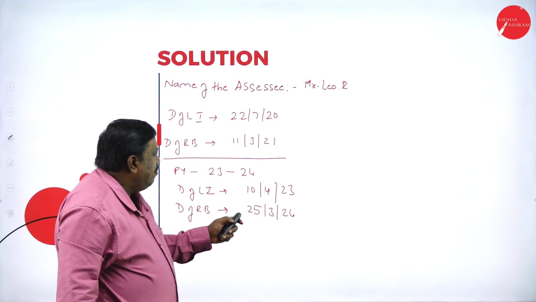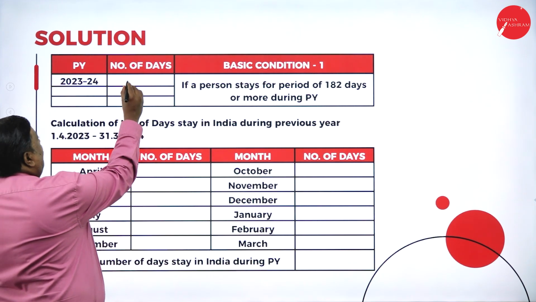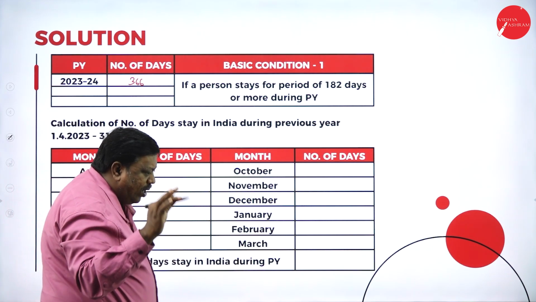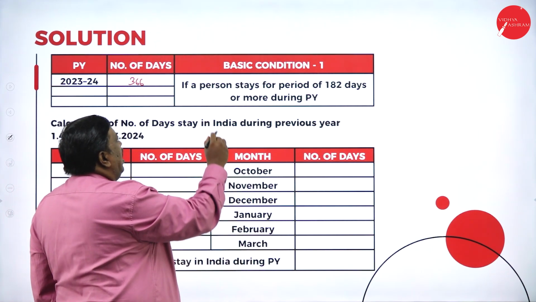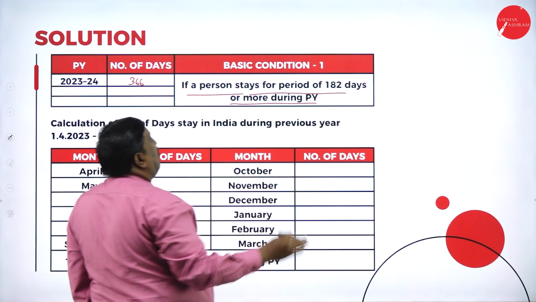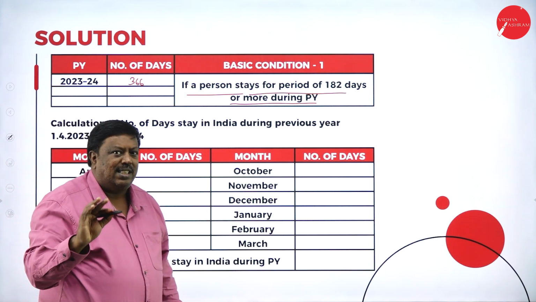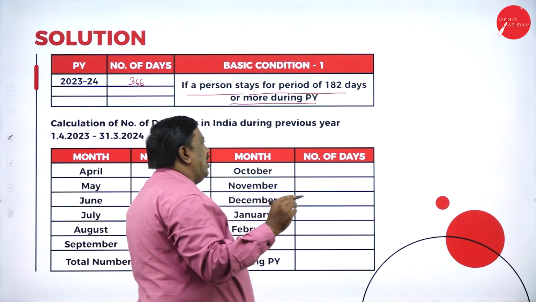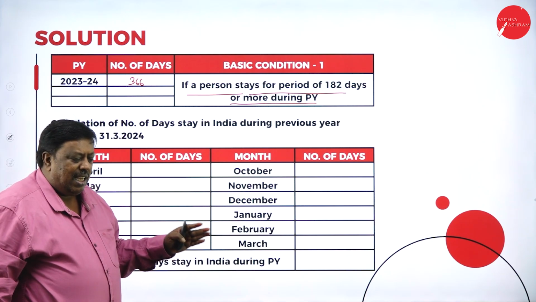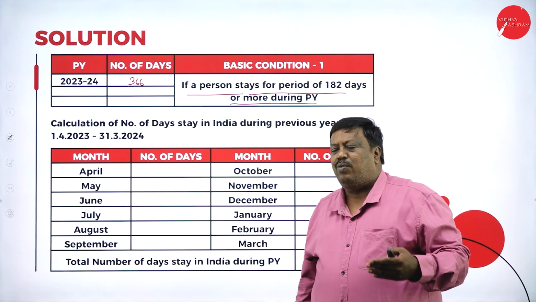First, let us calculate for the previous year. In previous year 2023-24, we have 366 days. Out of 366 days, what is my first basic condition we have here? I should stay in India for a period of 182 days or more. If I stay in India for more than 182 days or equal to 182 days, I'm satisfying the basic condition. If I couldn't stay in India for 182 days, then it seems that I have not satisfied my first basic condition. We have to check the second basic condition.